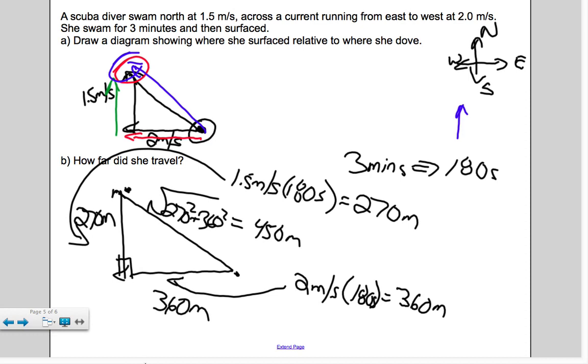Yes, Laura? What if you just did not multiply it times 3 minutes, just left it as 2 and 1.5, and dealt with the time later? Another way you could do it is to treat this as velocity. What's this velocity over here? It's really the square root of 2 squared plus 1.5 squared, which gives you 2.5. So this was 2.5 meters per second. You still need to multiply that by 180, and you get the same answer. So yes, that's what I was doing here.